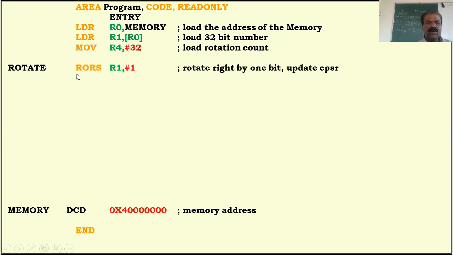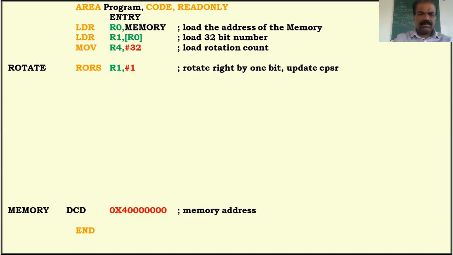Next is rotating the content of R1 towards right. How many times? One time. Then update the CPSR register. Because of the S, we are able to affect the carry flag. Suppose you remove this S, it won't affect the carry flag, and it's not possible to make a decision whether it's 1 or 0. So that is very, very important.